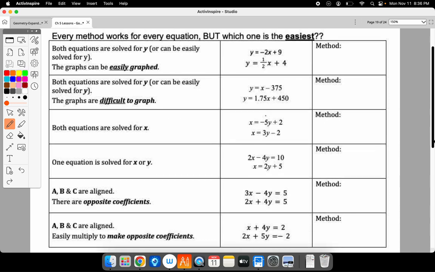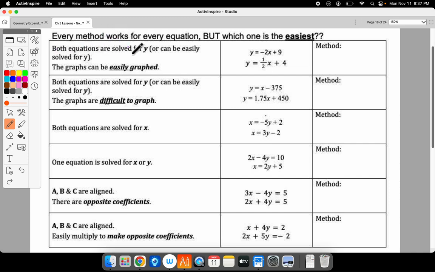Now, you can use any method, absolutely any method. They all work, they will all give you the same answer. But some of them are easier than others for specific problems. So you are never going to be forced to use one of these methods if you hate it. But some of them are just easier, for instance, using elimination or substitution. So this little chart will help you figure out which is the easiest way.